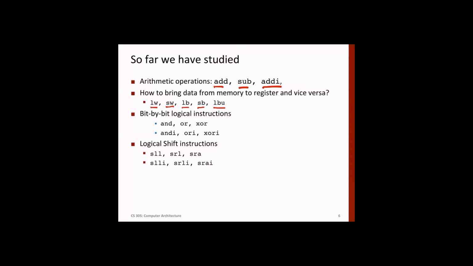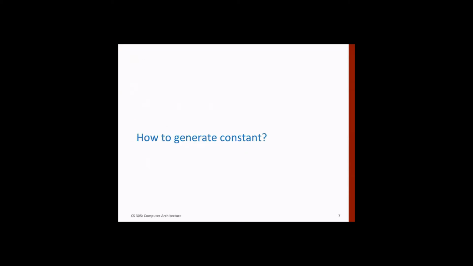Then we have bit by bit logical instructions like AND, OR, XOR. Then we have ANDI, ORI, XORI. All this we have studied in detail. And then we have also studied shifting left and right: SLL, shift left logical, and then SRL, shift right logical. SRA is the arithmetic shift, and then the ones with immediate field. So these all we have studied in fair detail.